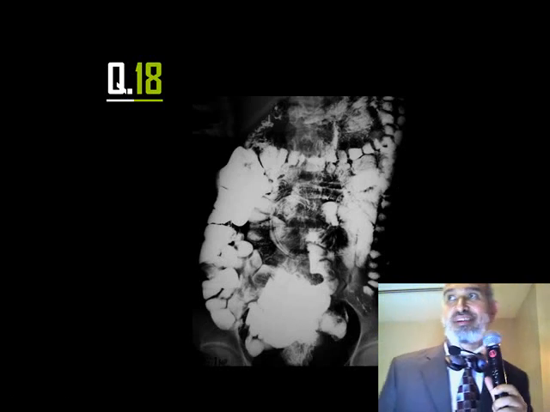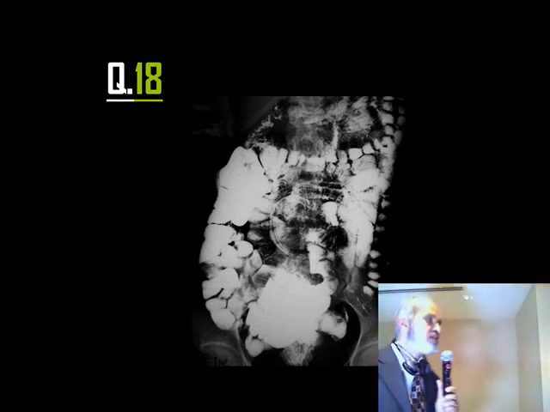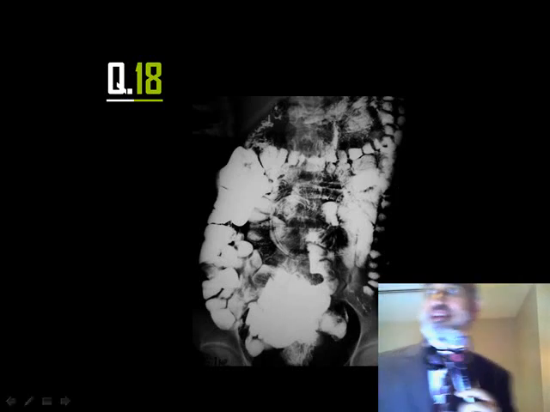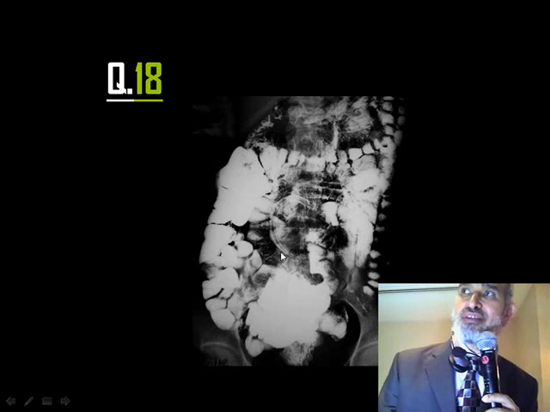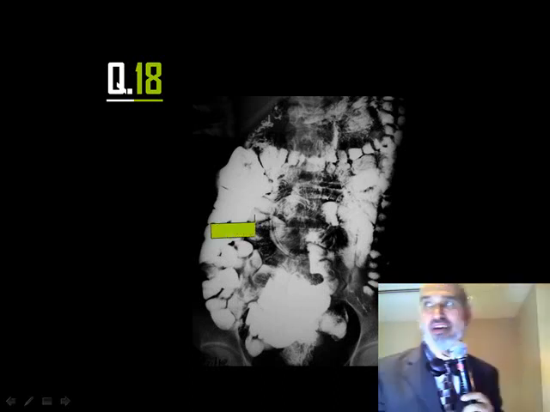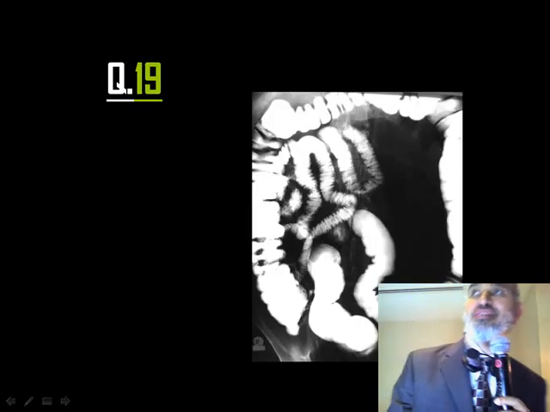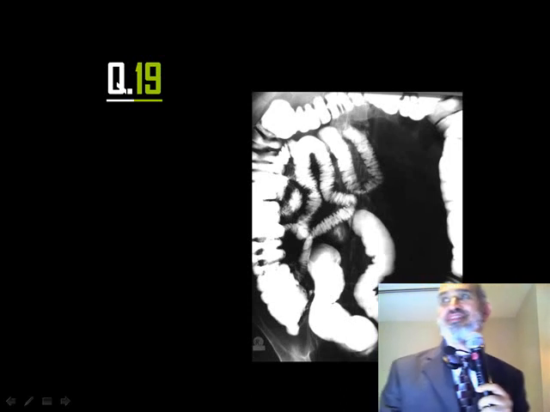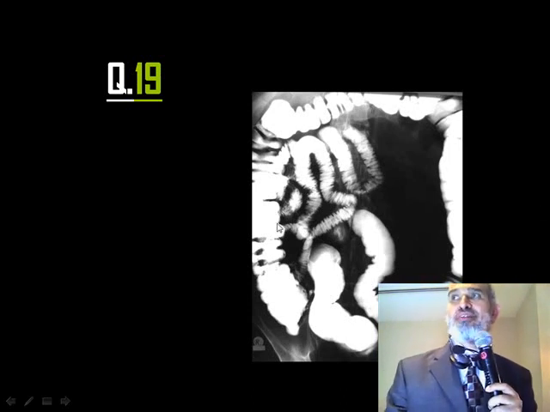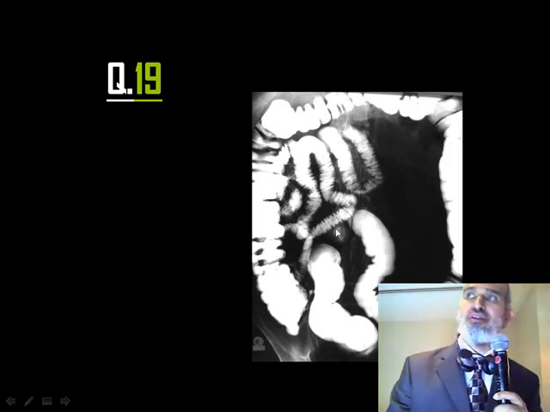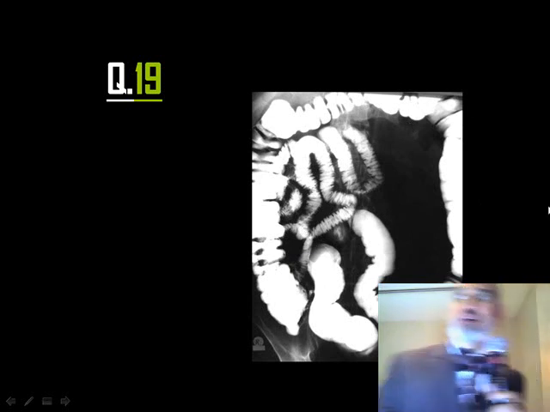What do you think about that? No? If you remember my first slide, you can answer easily. Yes. This is a scar wall, and you can look carefully here inside the small bowel, and you can see this filling defect which represents the scar wall. Then what do you think about that? What is this examination? This is the colon, and this is the terminal ileum filled by reflux.